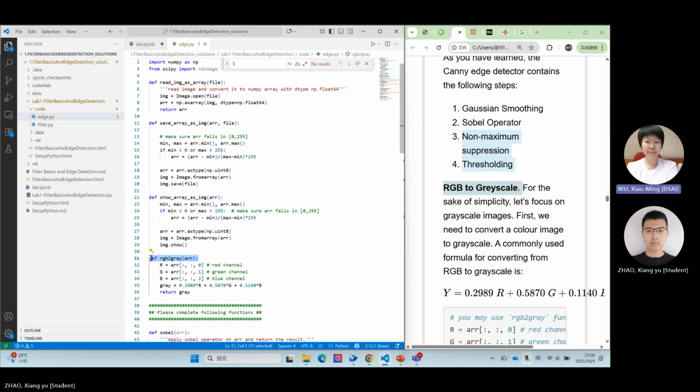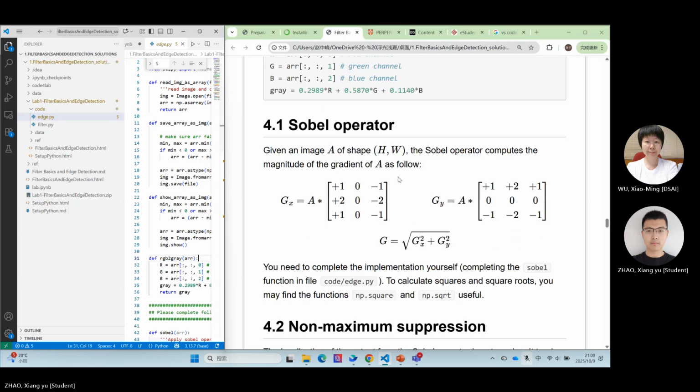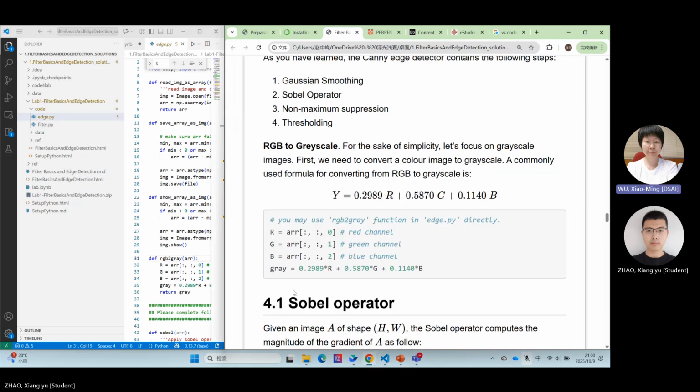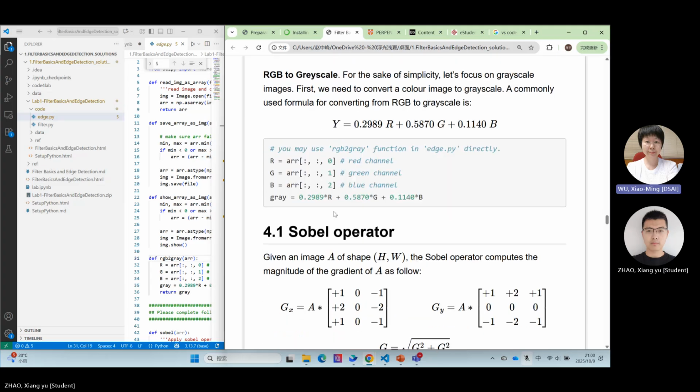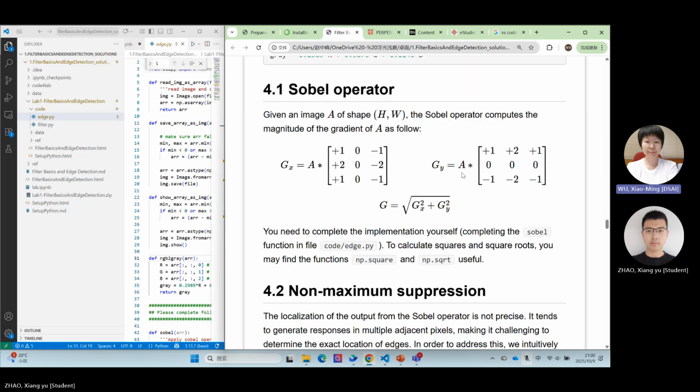Yes, in this function RGB to gray, you can just use these functions, and you don't need to achieve it by yourself. Before the Sobel operator, you need to operate the Gaussian smoothing, and then I will just introduce the Sobel operator.